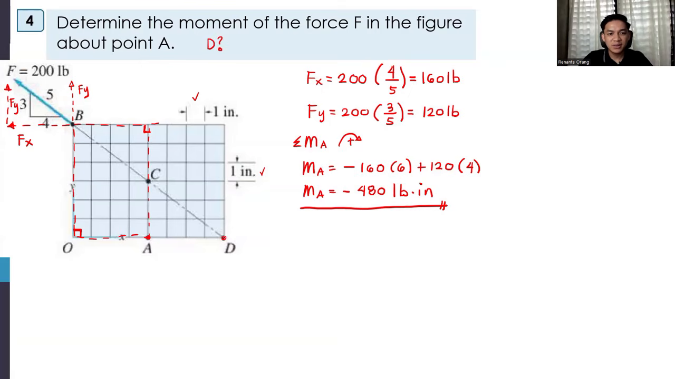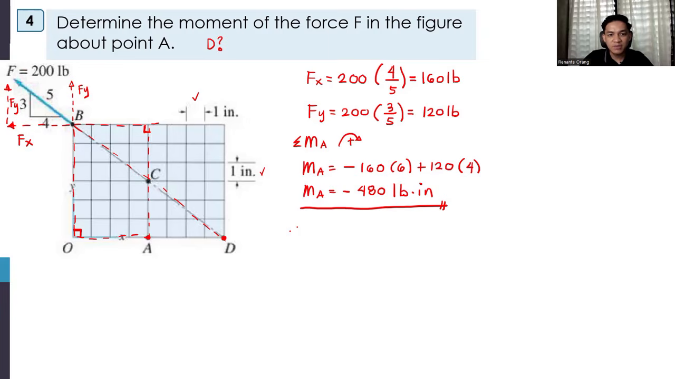So, class, if gagamitan natin to ng common sense, our moment at point D is equivalent to 0 because this force F doesn't have a perpendicular distance sa point D. Ibig sabihin, this force F, natatamaan niya yung ating point D. And then you will ask, sir, we already converted our force F into force X and force Y, so meron na siyang distance. Yes, class, meron na siyang distance, pero pag i-summation natin siya, magiging 0 pa rin.